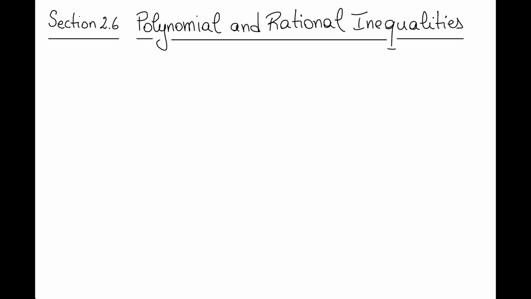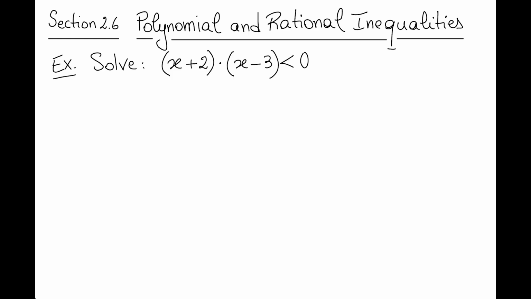Alright, section 2.6, polynomial and rational inequalities. Let's consider the following situation. Let's say I want to solve the product (x + 2)(x - 3) is negative. So here I have two factors, namely the first one, which is x + 2, and the second one, which is x - 3. And the product of two things is negative precisely when one of the factors is negative.